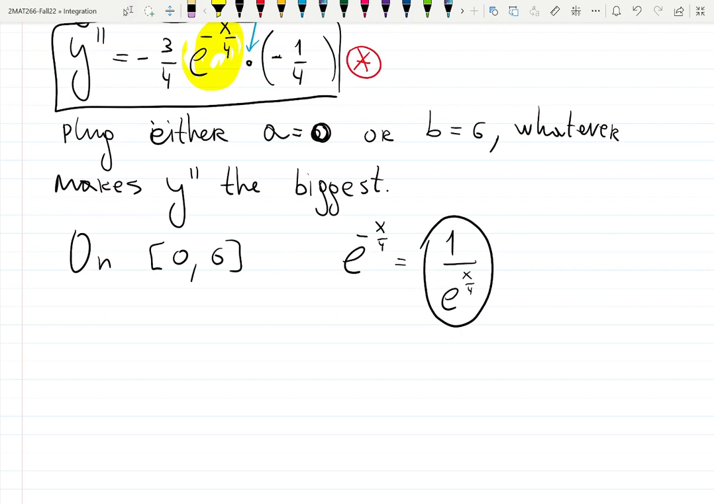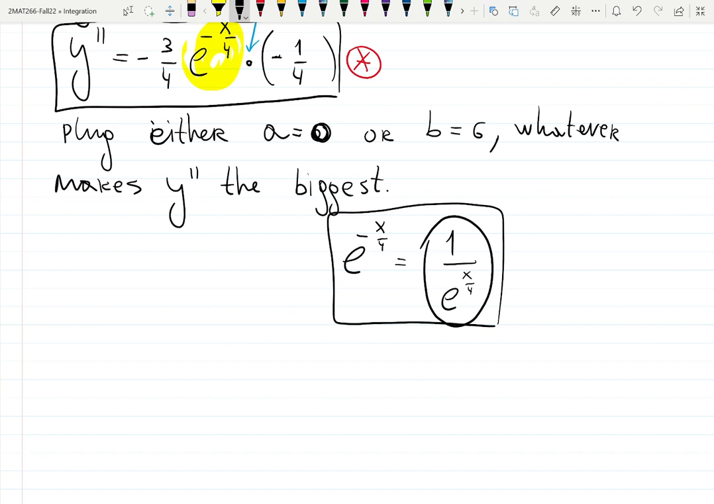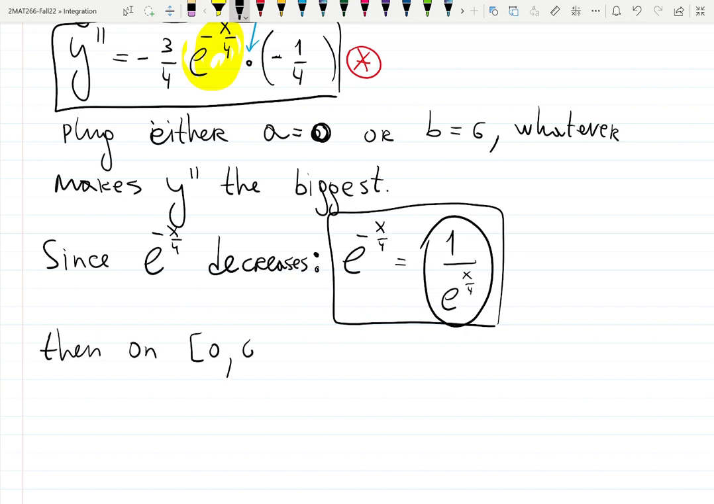Let's erase this phrase because it has nothing to do with what I just wrote. I would say since e to the minus x over 4 decreases, and you can see it this way, then on 0, 6, we should plug a equals 0, the smallest number, which will give you the highest output.